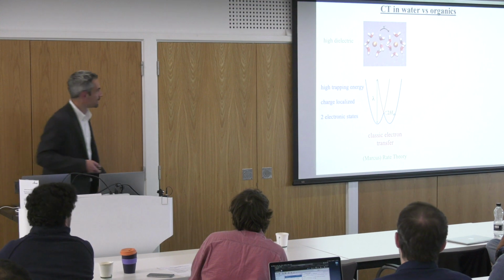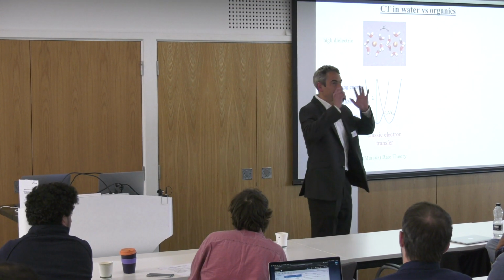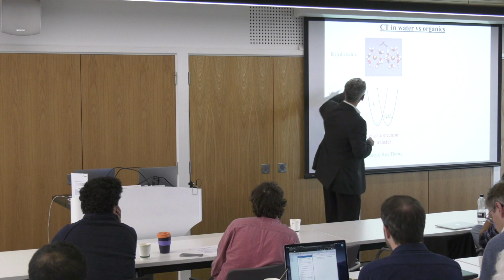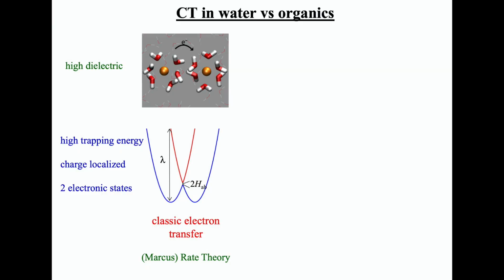Okay, so if you're a chemist, you think in different terms. So this is the alternative picture that I would like to present here. There's also something called electron transfer and Marcus theory in chemistry, and that's usually happening between two iron atoms, for instance, in high dielectric media like aqueous solutions. These high dielectric media give rise to high trapping energies, okay? So it's energetically much more favorable that the electron localizes just on one iron and is not delocalized over both.